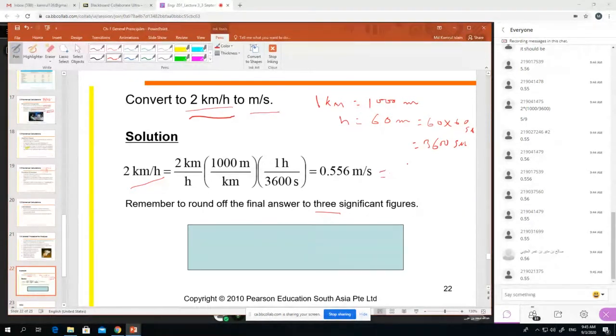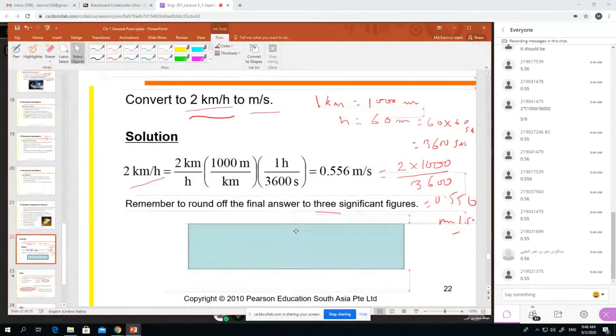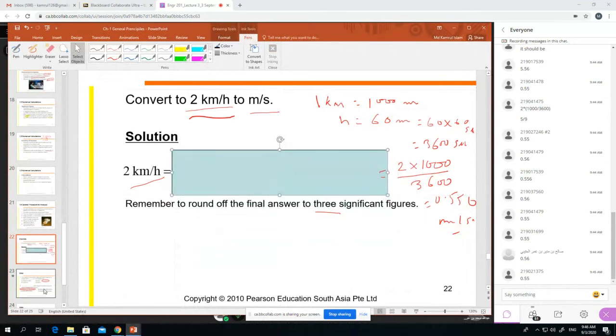For those students who are still not clear, I am writing here. So 2 kilometer we convert to meter, and hour we convert to second. Then we get 0.556 meter per second. Okay, clear, right? Very simple thing.